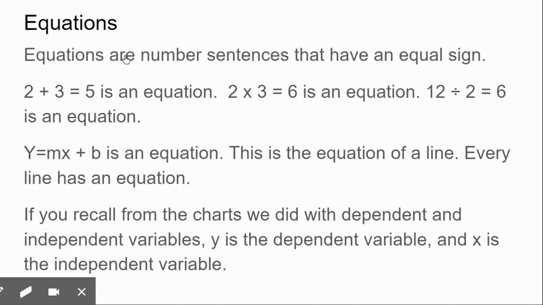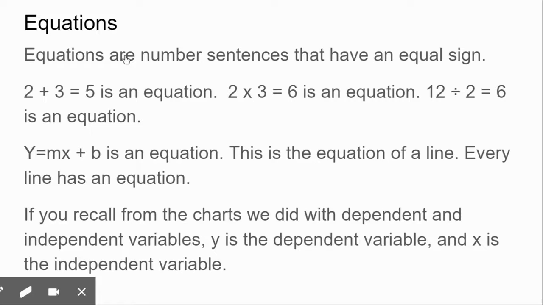So equations. Equations are number sentences that have an equal sign. For example, 2 plus 3 is 5. That's an equation. 2 times 3 is 6. That's also an equation. 12 divided by 2 equals 6 is also an equation.